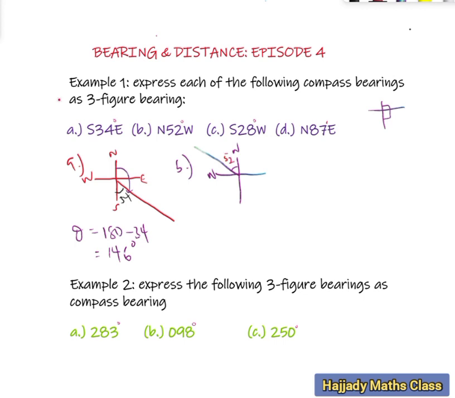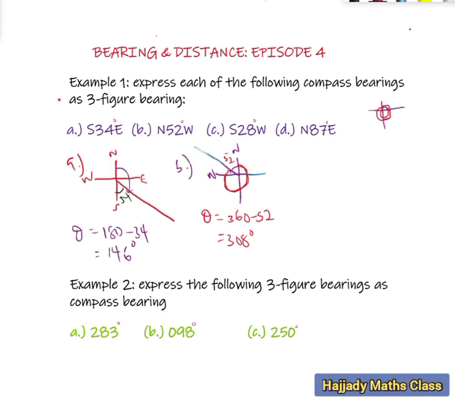So expressing this as a three-figure bearing, that means our bearing starts from where? It starts from the north and moves clockwise to this point. The total angle at a point is 360. So we know that theta in this case is going to be 360 minus 52, and that's going to give me 308 degrees. So that means from here down here is 308 degrees.